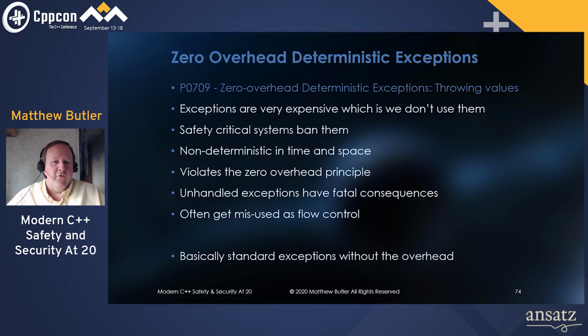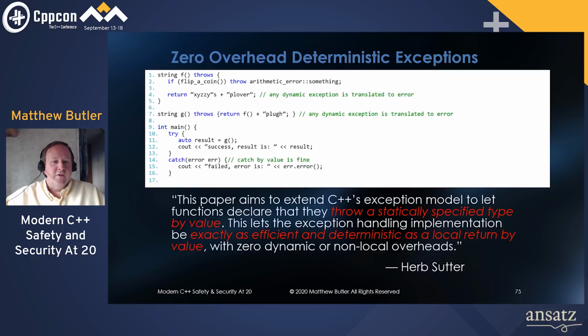So what Herb Sutter is going for with this is he's trying to take the expense out of them. So instead of throwing a traditional exception, you would be throwing an exception, but without all the overhead. And this comes right from his proposal. What you would really be doing is you would throw a statically typed, basically a static type by value, instead of throwing the exceptions that we traditionally have. You get something that's much simpler and it doesn't have all the overhead. So he's saying it's exactly as efficient and deterministic as a local return by value.